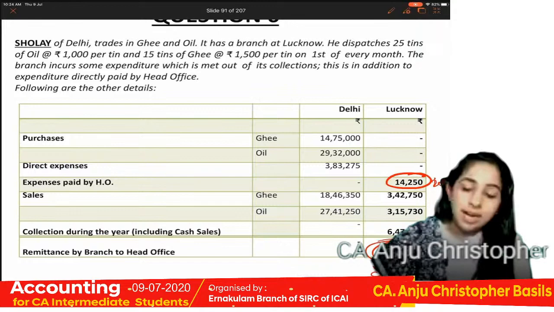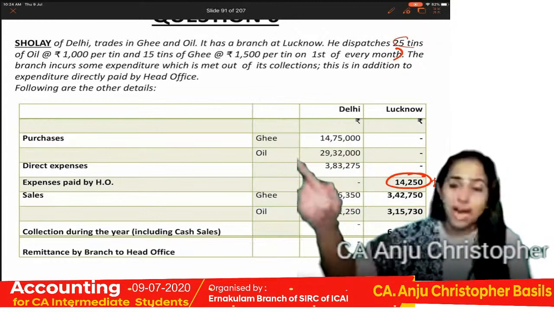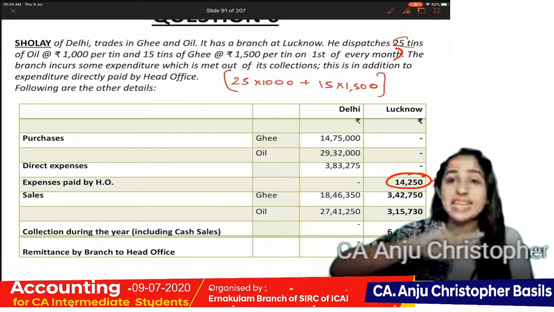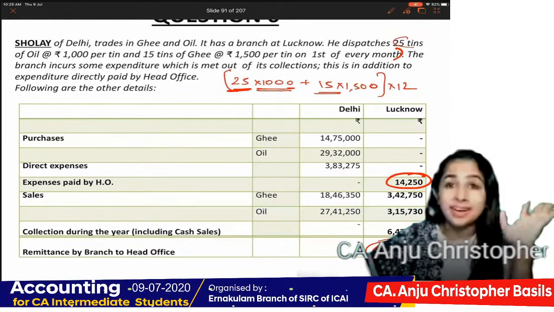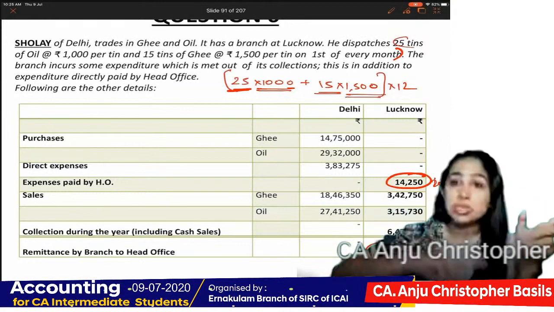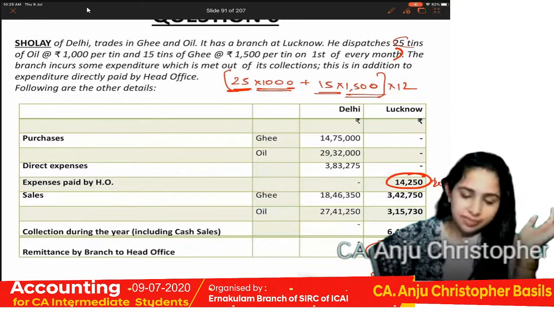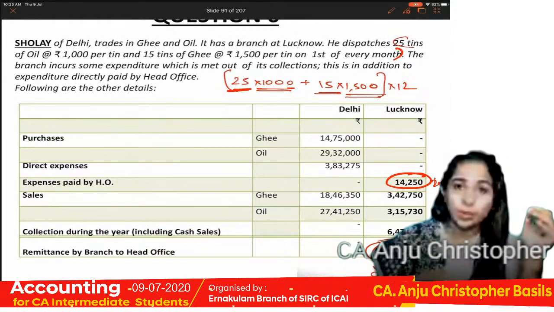Now listen, how much is the stock which is transferred every month? From HO to branch, 25 tons of oil at 1,000 per ton and 15 tons of ghee at 1,500 per ton, all together into 12, will be the goods sent by HO to branch. That into 12 will give you the total goods sent from HO.